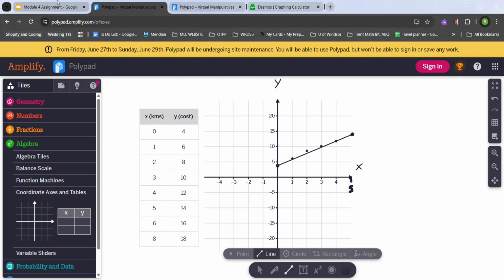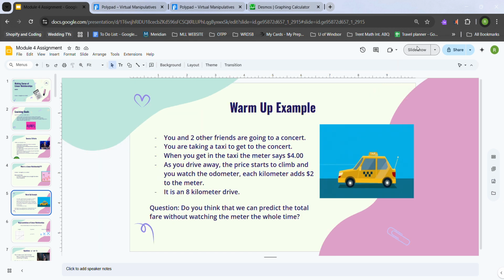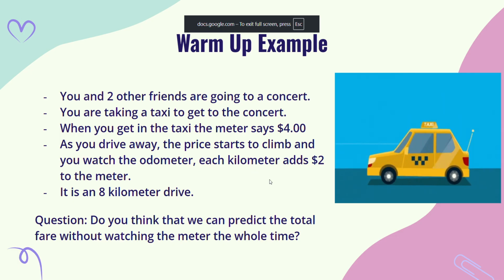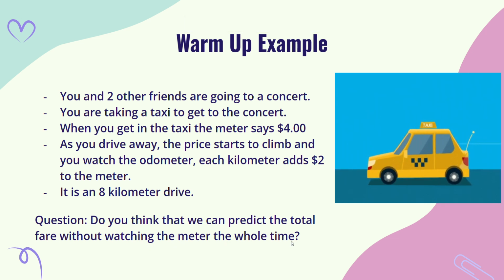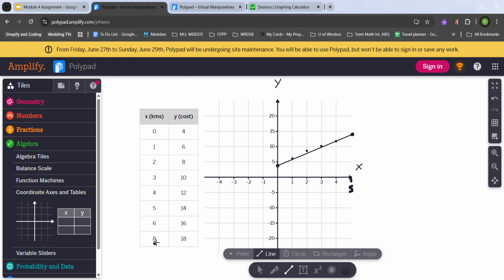Now, going back to the example to answer the question, do you think that we can predict the total fare without watching the meter the whole time? Well, if we go back to Polypad here and take a look, we know it's 8 kilometers. We know that we started at 4, and every kilometer we travel, we added 2, so the total would be $18, which is right here.